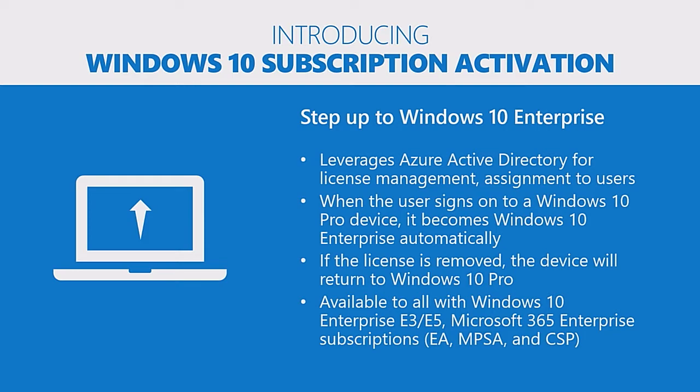Well, we need to be able to get a license into Azure Active Directory for Windows 10 Enterprise. So we've created a process where you acquire these licenses and get them into Azure AD. Once those licenses are in Azure AD, then it's simple. You can just go into Azure AD and assign that license to a user or to a group of users, and then anytime that user signs into any Windows 10 Pro device that's joined into Active Directory or Azure Active Directory, it automatically steps up from Pro to Enterprise.